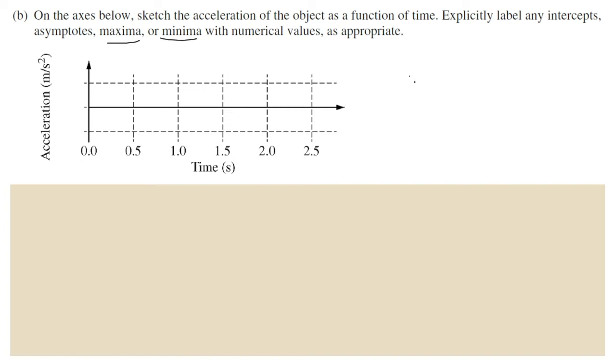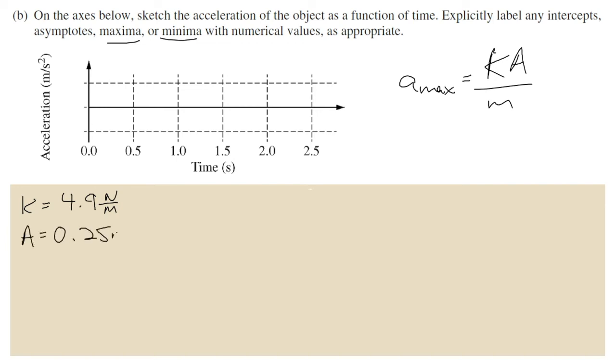Now, some of you might remember this equation. It's A max equals kA over m. But of course, if you forgot that, knowing how to derive it is good. Of course, we need our spring constant here. And I'm just going to say for the moment that that's 4.9 newtons per meter. Our amplitude here is 1/4 of a meter. And our mass is 0.125 kilograms.